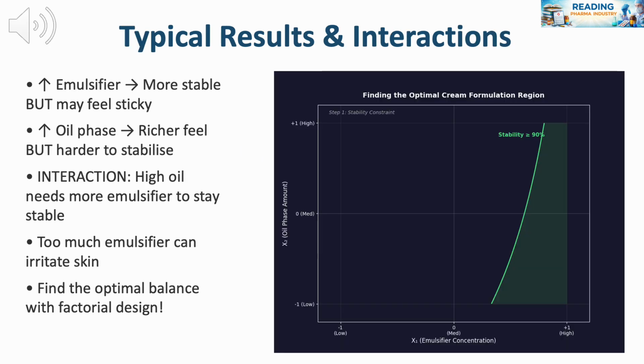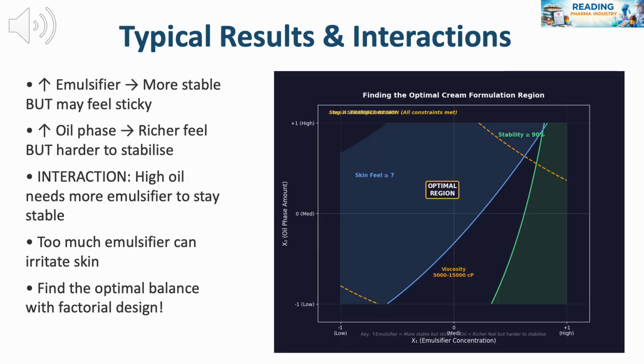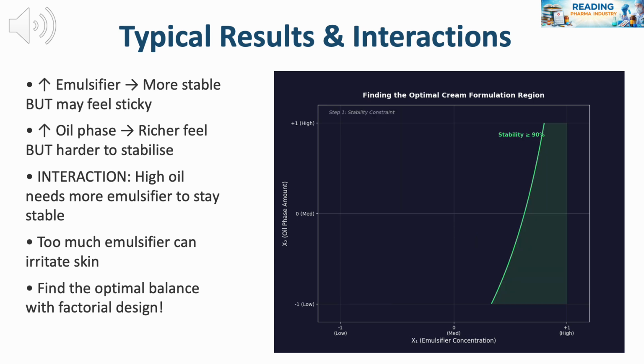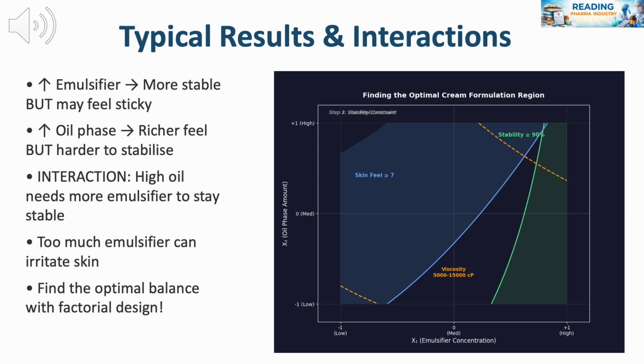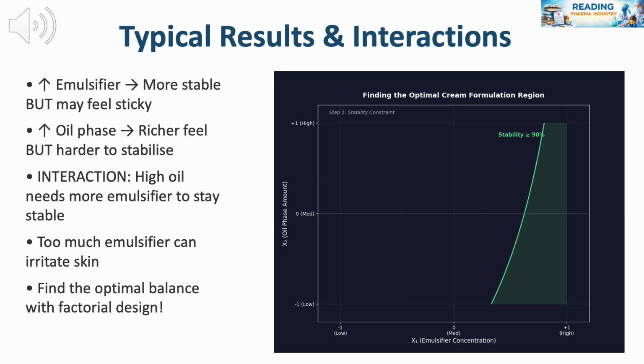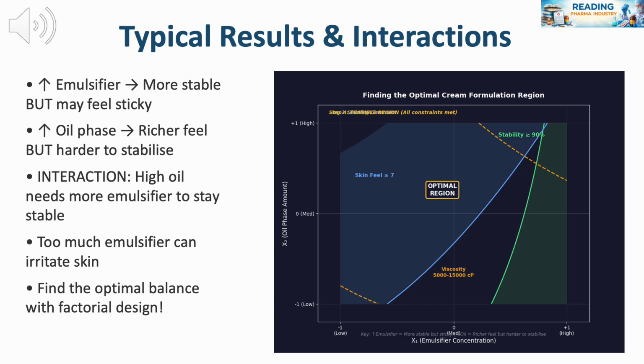So what we would expect here is if we increase the amount of the emulsifier, then we often should end up with a more stable cream. But on the other hand, that might affect the consistency, and it may affect the texture of the cream. So that's something we need to check. The oil phase, if it's increased, will feel richer but might be harder to stabilize. So we have to give attention to the amount of the emulsifier.